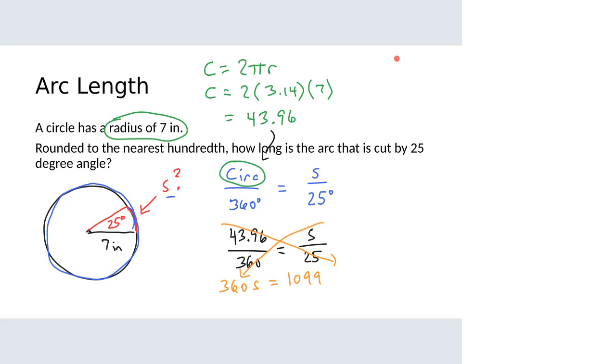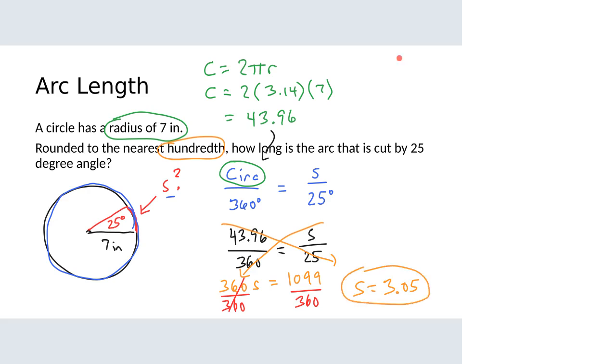And then the last thing we need to do in order to get S by itself is divide both sides by 360. If there's anything you see that you're unsure of, you're not sure where it came from, it's not making sense logically, please let me know. We'll divide that by 360. We were told to round to the nearest hundredth here, so I'll do that. We get an arc length of 3.05.